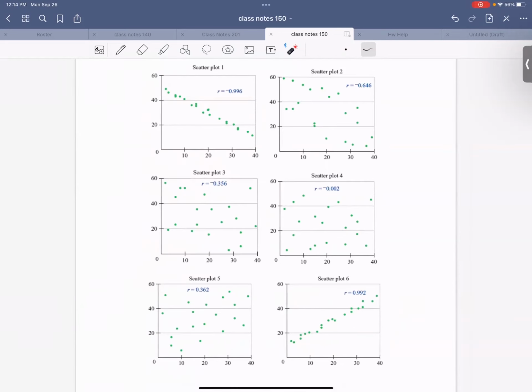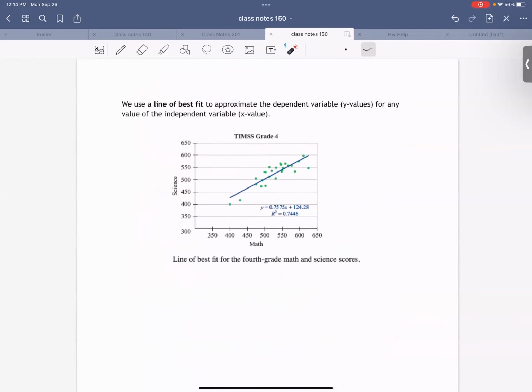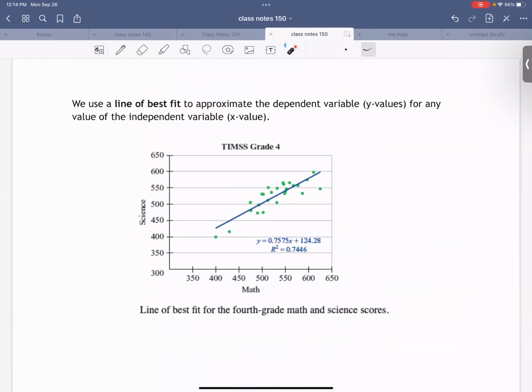Any questions on these scatter plots? Okay, I think it's pretty easy to figure out which one's positive, which one's negative, which one's close to 0. Now, along with correlation and our value R, we have this thing that we call the line of best fit. Another word that we use to describe this line is the least squares regression line.